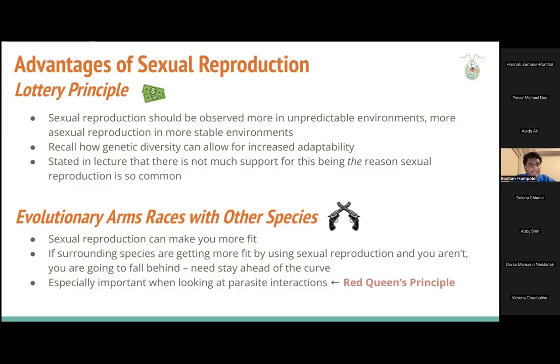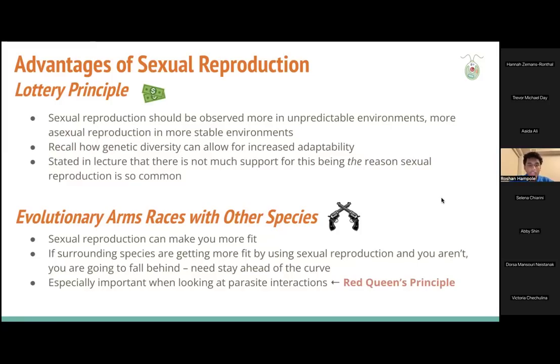But that's the entirety of what this is. It is stated in lecture that there's not much support for this idea being the big reason why sexual reproduction is so useful and so common in animals. Okay, that's all there is to know for the lottery principle. It's called the lottery principle because if you have a variety of offspring, some of them will be good and some of them won't be good. Next is evolutionary arms races with other species.